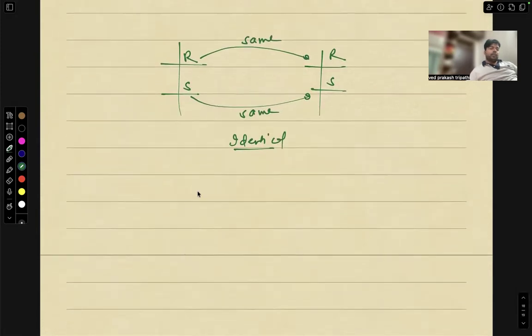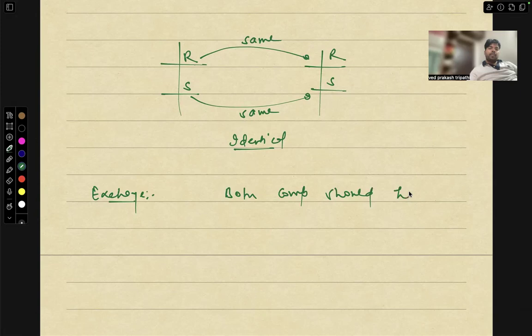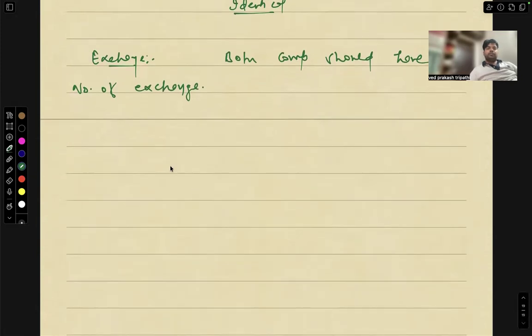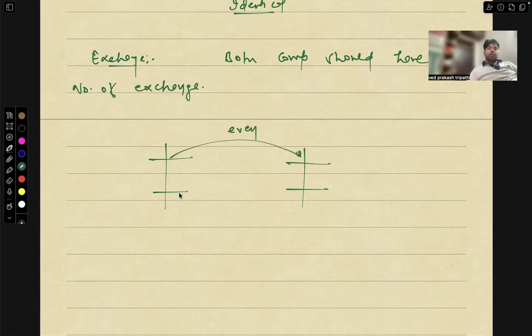The second case, rule for this, exchange. So we can say both compounds should have even number of exchange. Like this. It means top to top should be even. Bottom to bottom must be even. So this one is called identical.